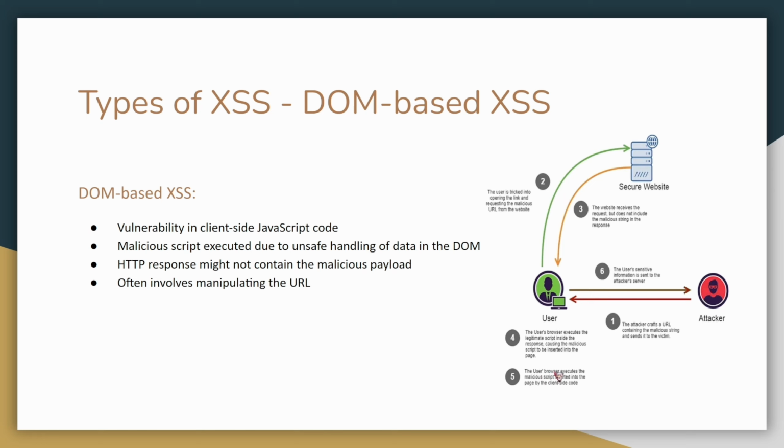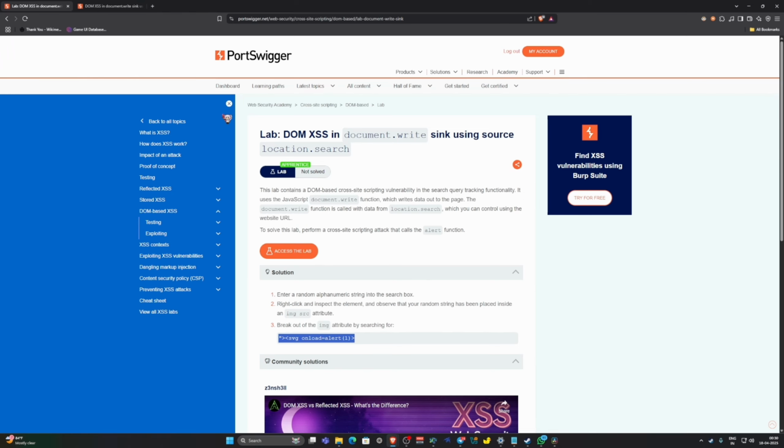After that, the user's browser executes the malicious script inserted into the page by the client-side code. And at the last stage, the user's sensitive information is sent to the attacker's server. And that's how DOM-based XSS is done. Now let's work on the DOM-based XSS lab.